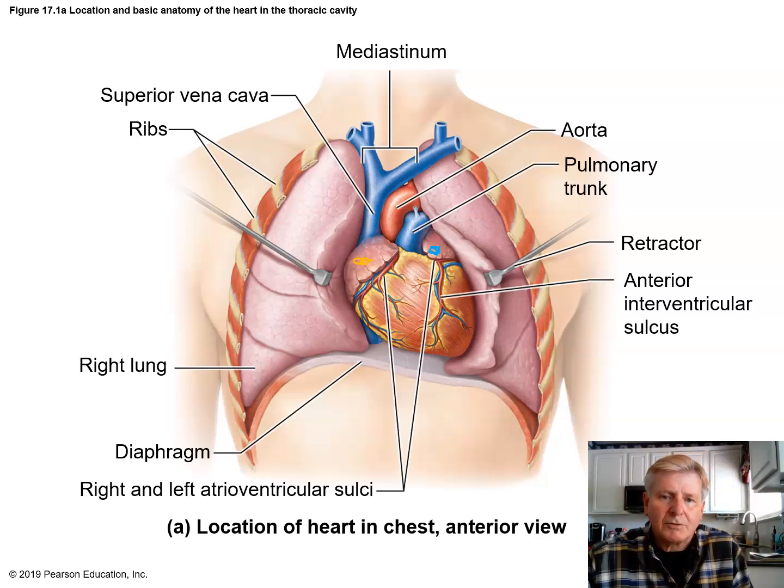Of course, the ribs afford protection along with the intercostal muscles, and then you've got your pleural cavities, which they don't show you in this image. But this is a real good image where you can see the mediastinum, the aorta, the pulmonary trunk, and then the grooves, the interventricular sulci, and the atrioventricular sulci between the atria and the ventricles.